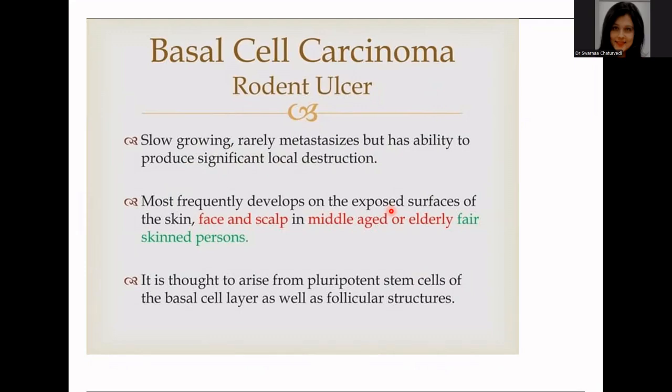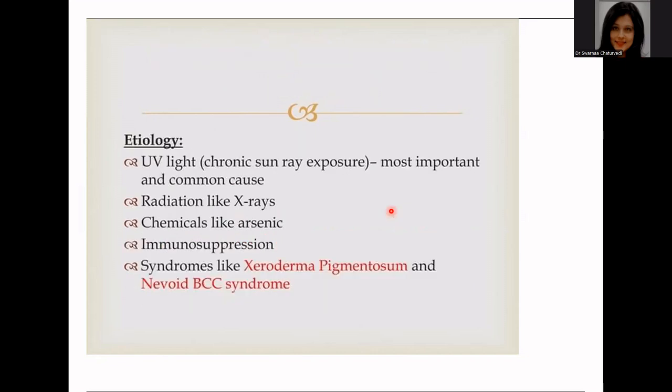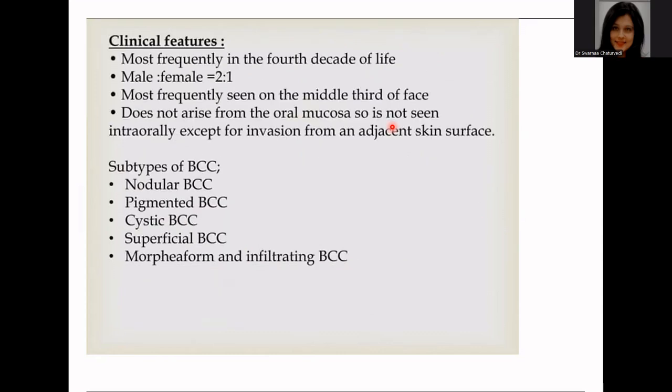Most frequently it develops on exposed surfaces of the skin, face, and scalp in middle-aged or elderly fair-skinned people. It is thought to arise from pluripotent stem cells of the basal cell layer as well as the follicular structures. If we look at the etiology of this disorder, it is similar to what we discussed in the case of keratoacanthoma. Here also, sun-exposed areas are more commonly involved, along with radiation like X-ray, chemicals like arsenic, immunosuppression, and syndromes like xeroderma pigmentosum and nevoid BCC syndrome.